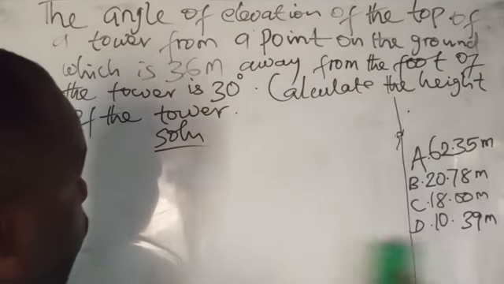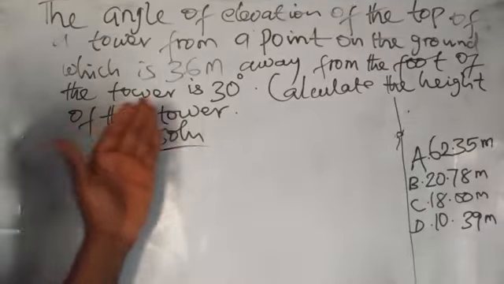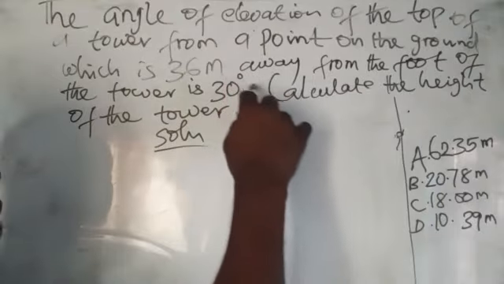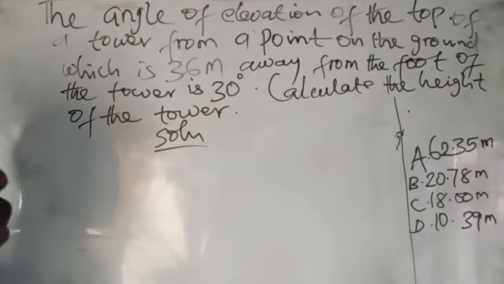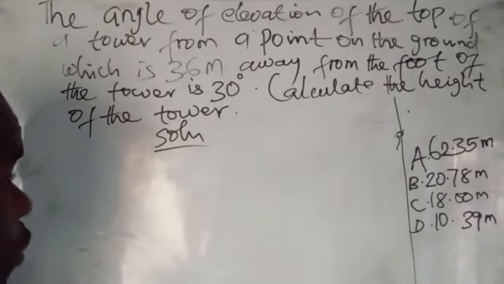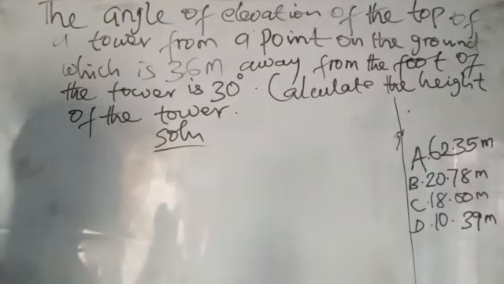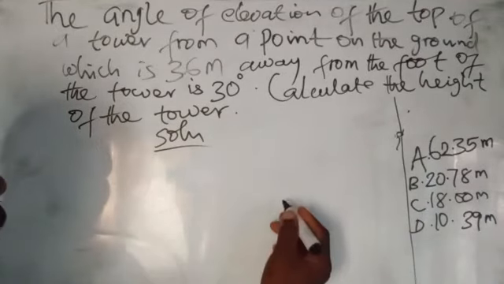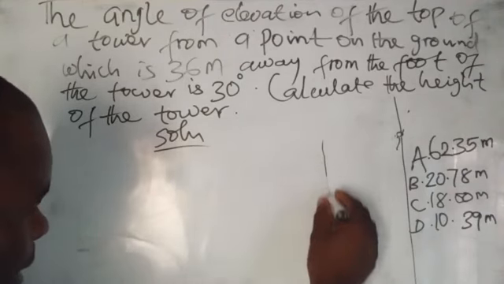Now, the question on the board is: the angle of elevation of the top of a tower from a point on the ground which is 36 meters away from the foot of the tower is 30 degrees. Calculate the height of the tower. So look at what you are going to do. In this place now, sketch your diagram first. Assuming this is that tower, let me just say this is the tower.